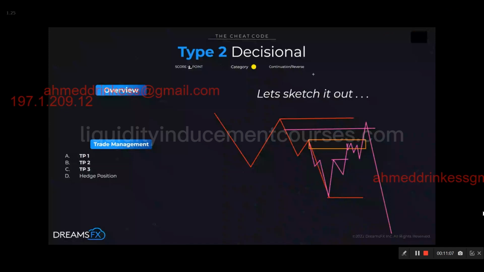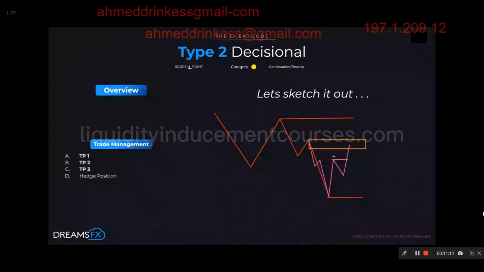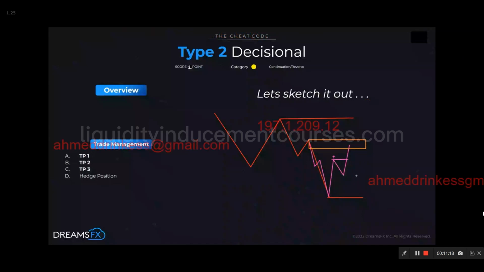So your type 2 decisional, right? This is your type 2 decisional in here. I would draw exactly this out, everybody. Decisional in here, your internal type 2, internal to your main range. Your management is going to be as so.